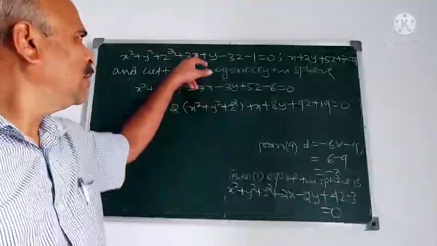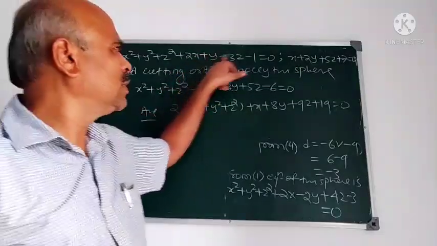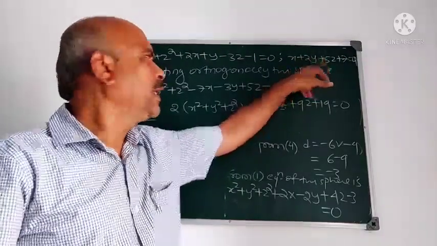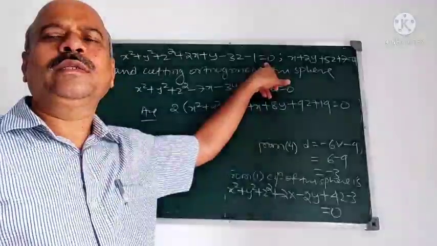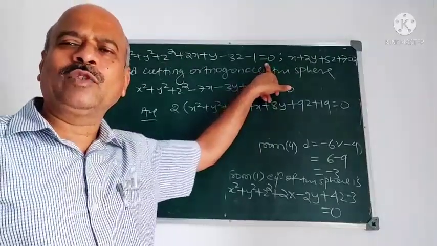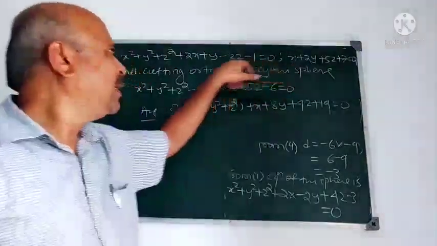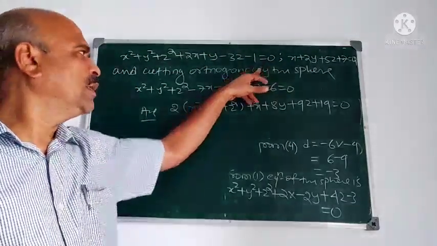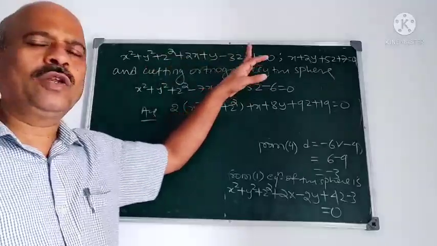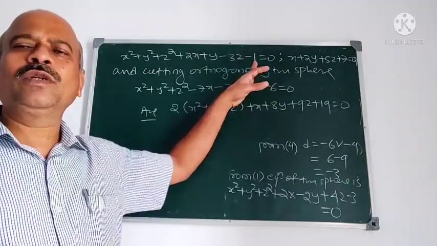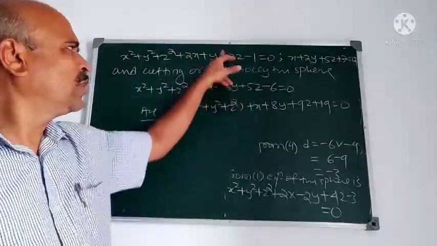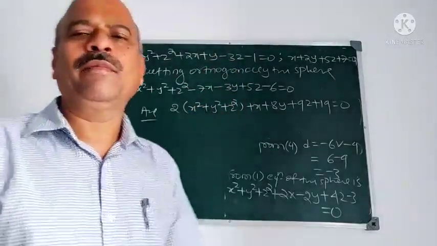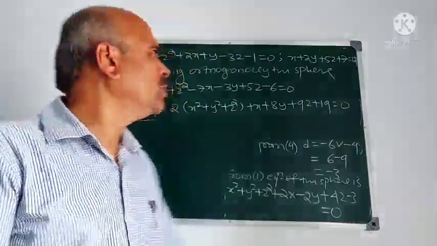What is the procedure? The required sphere is this equation plus k times x plus 2y 5z plus 7 is 0. Then write down its center and radius. You will get it in terms of k. To find k, take the center of that resulting sphere, write down u1 v1 w1 u2 v2 w2 and apply the condition of orthogonality to find out k. You will get k.